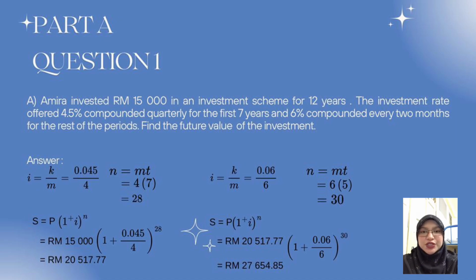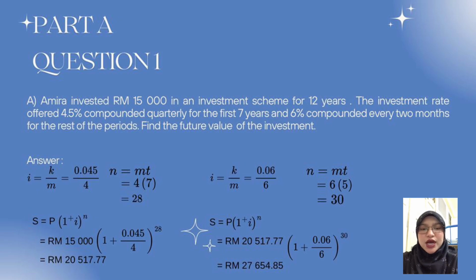So the periodic interest rate is i equals k over m, equals 0.045 over 4. The number of compounding periods n equals mt, equals 4 times 7, equals 28. Substitute the values: S equals 50,000(1 plus 0.045 over 4) to the power of 28. So the accumulated amount after 7 years is RM20,577. Next, for 5 years, 6% interest per year, compounded every 2 months, meaning 6 times per year.